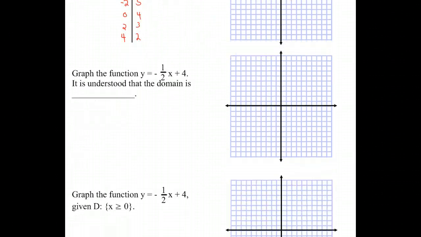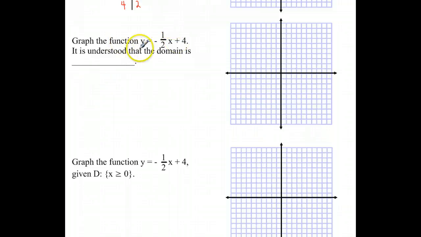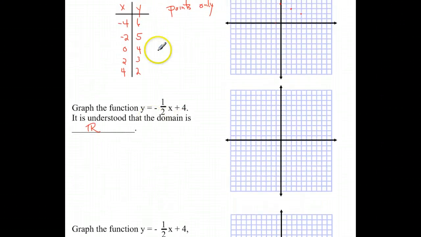My second example, I have that same equation, and if I do not give you a domain, it's understood that the domain is going to be all real numbers. So I'm actually going to use the same points that I used above. I'm going to be using these points. 1, 2, 3, 4, 5, 6. But this time, because my domain is all real numbers, I am going to draw a line in. Draw that line in, make sure that you extend it for all of your graph, and make sure that you give me arrows on the end.